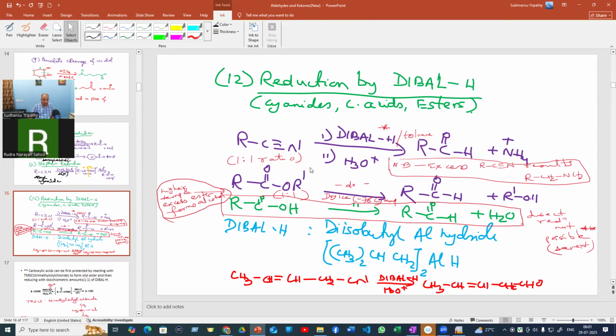Aldehyde to get acid, alkane nitrile to aldehyde, you have to use DIBAL hydride followed by hydrolysis, 1:1 ratio. So same is the case with ester, 1:1 ratio, but here we have to use a little low temperature, minus 78 degrees Celsius, dry ice temperature, so that we get better yield. Higher temperature and excess of ester forms alcohol.